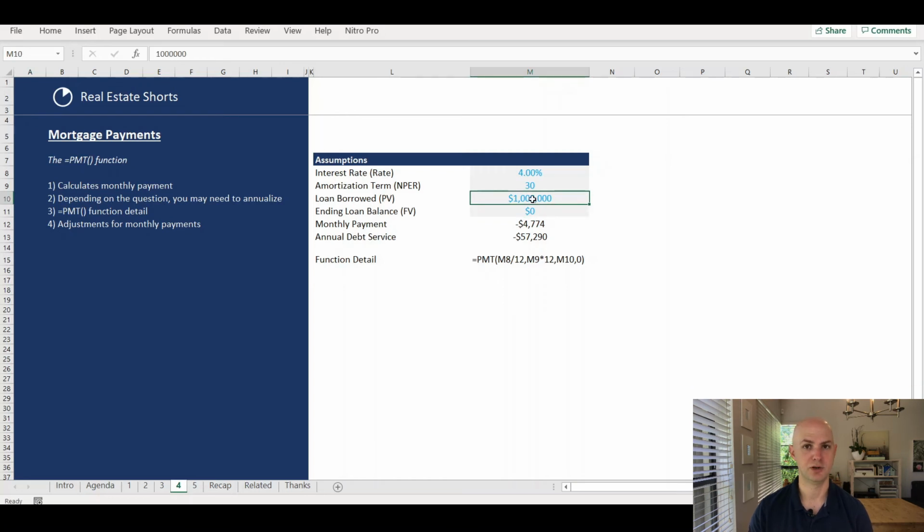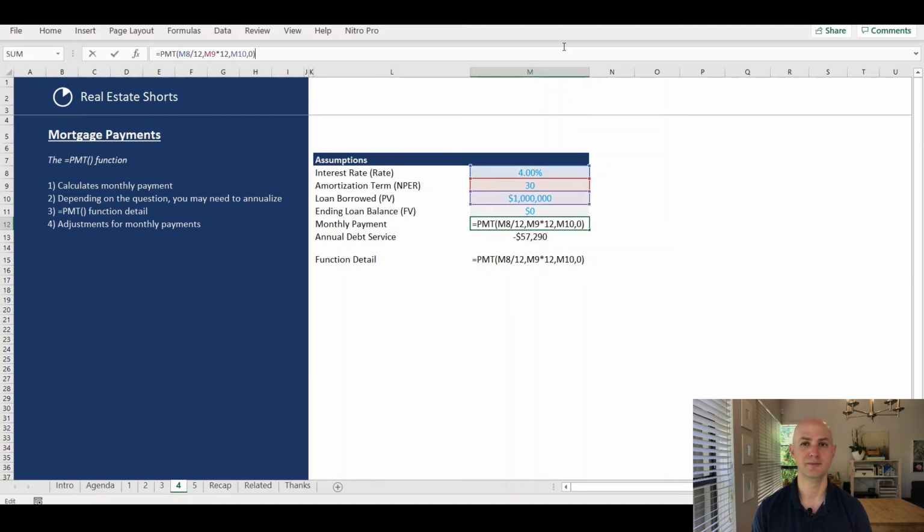$1 million borrowed at a 4% interest rate with a 30-year amortization, a 30-year term to repay the loan. I think implied here is the ending loan balance is going to be 0. So if you have 30 years to repay the loan, that means that the last payment in that last year will have reduced the principal amount owed to 0. So let's take a look at how this works.